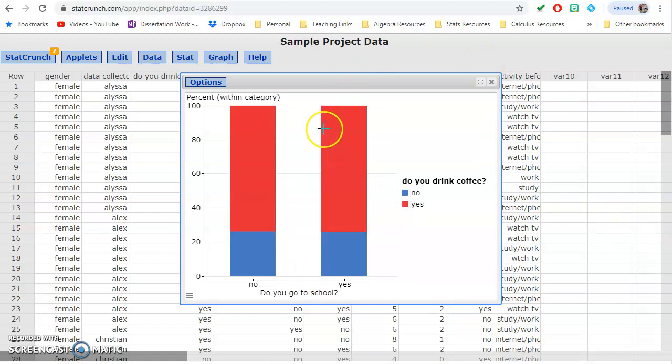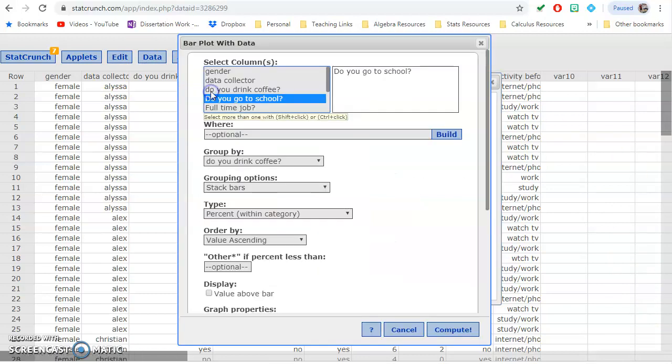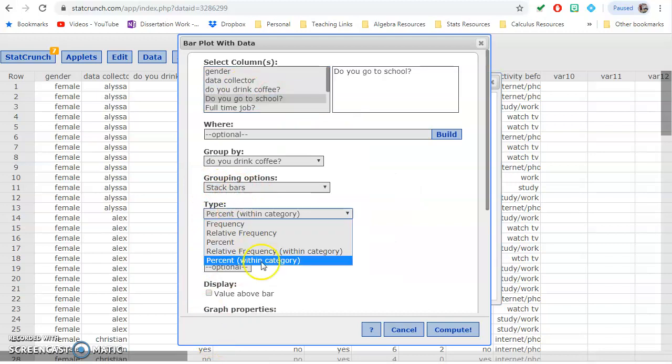Based on this graph, I would say there doesn't look like there's any relationship. It looks like approximately 74% of people drink coffee overall, right? So anyways, that's how you get this stacked bar chart. Those are some of the things you can play around with. I like stacked. I like doing percent within a category so that it takes maybe dissimilar groups and allows me to compare them.